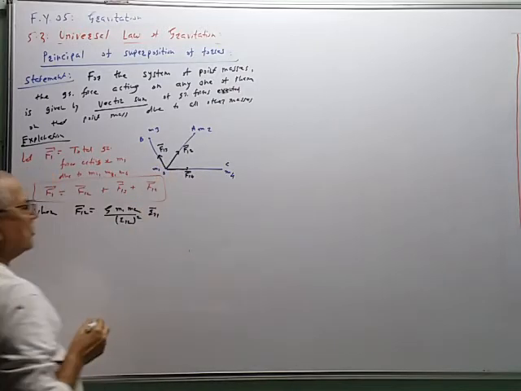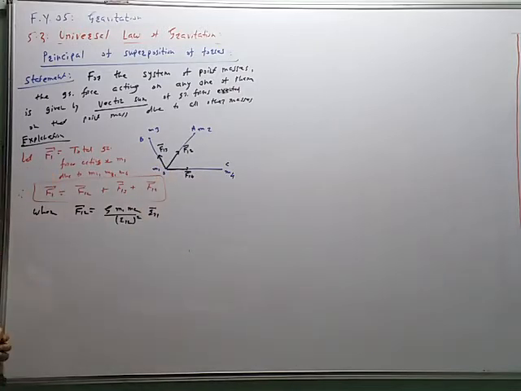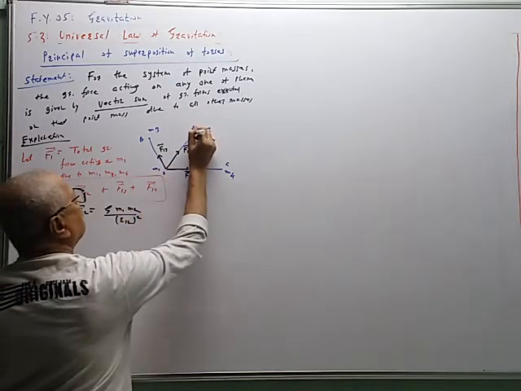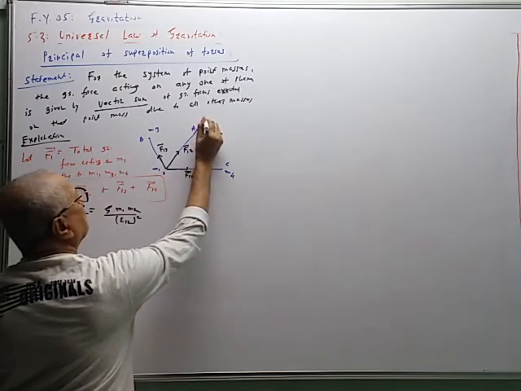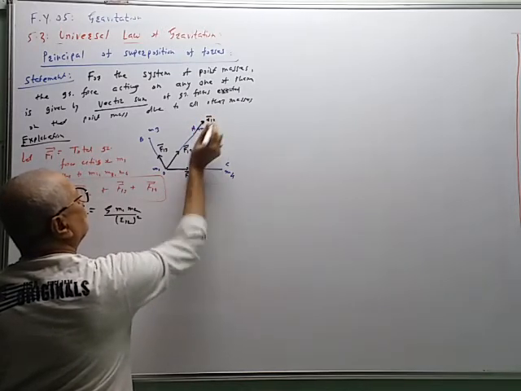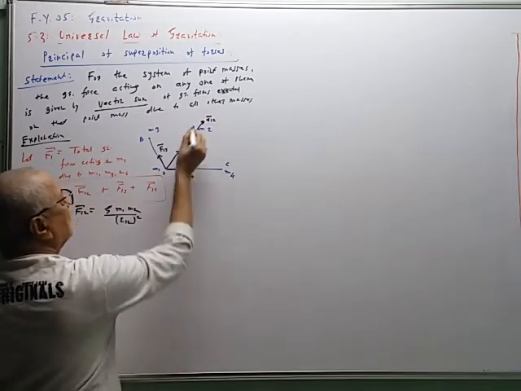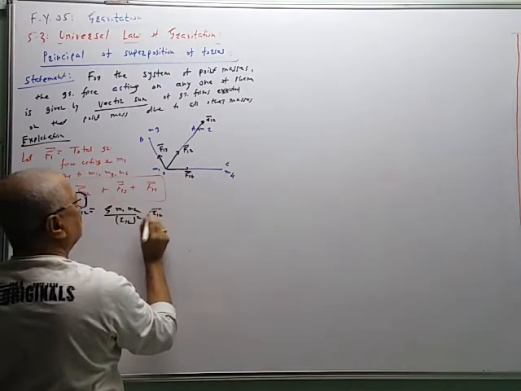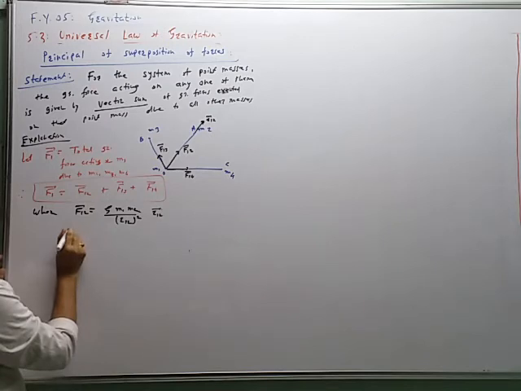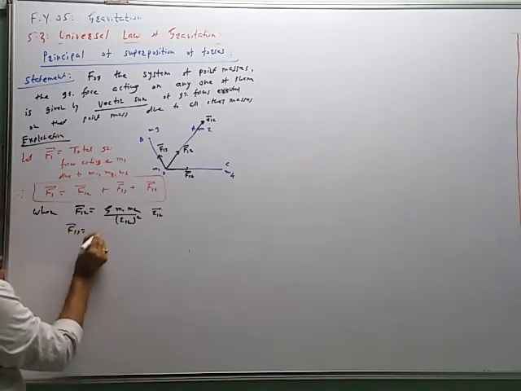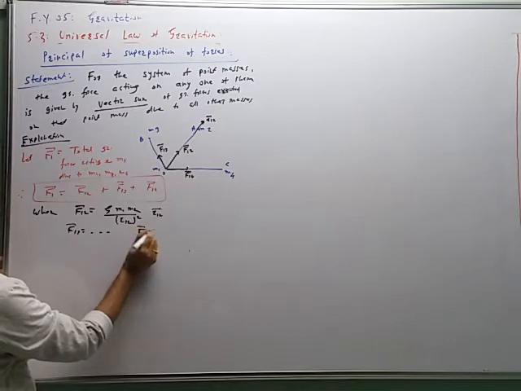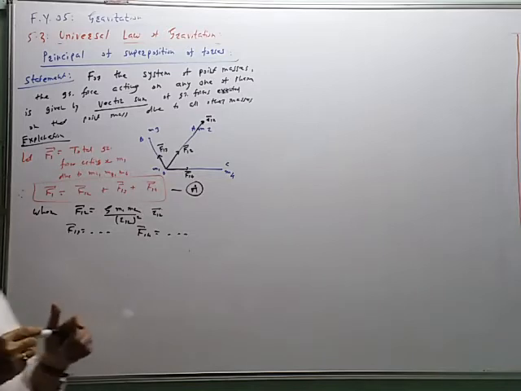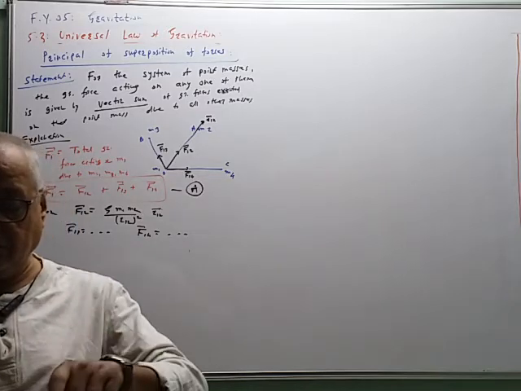If the unit vector is drawn from m1 to m2, so either you can write like this: the vector is drawn in the direction r12, and r21 will be in the opposite direction. So this is equal to r12, like this. Similarly, F13 is equal to dot dot dot, F14 is equal to dot dot dot. So equation A can be used to find the vector sum of the forces acting on the bodies.